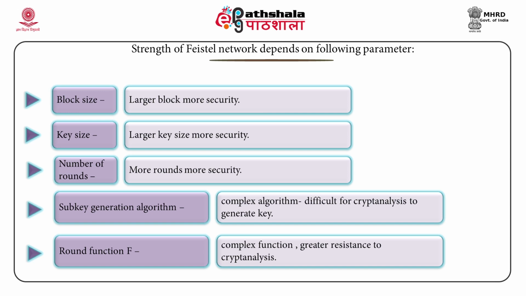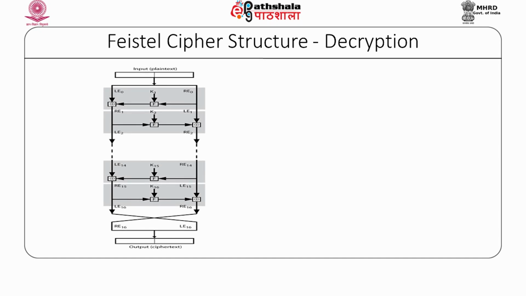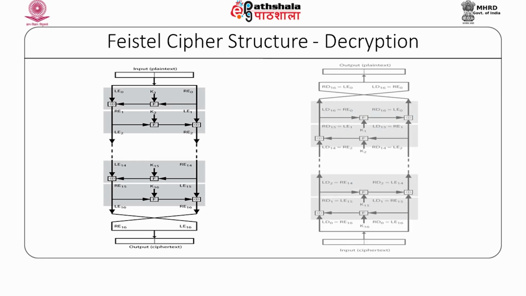If you observe the decryption, it is exactly the reverse process of encryption. In decryption, the input would be the ciphertext. Once again, it is divided into two equal halves. In the slide, we have shown 16 rounds. So, after 16 rounds, we have generated RE16 and LE16, that is our ciphertext. In the decryption, the first left half would be RE16 as LD0. LD0 suggests the left half for the first round of decryption. RD0 is the right half for the first round of decryption. RD0 would be LE16, that is, the left half of the 16th round of encryption.